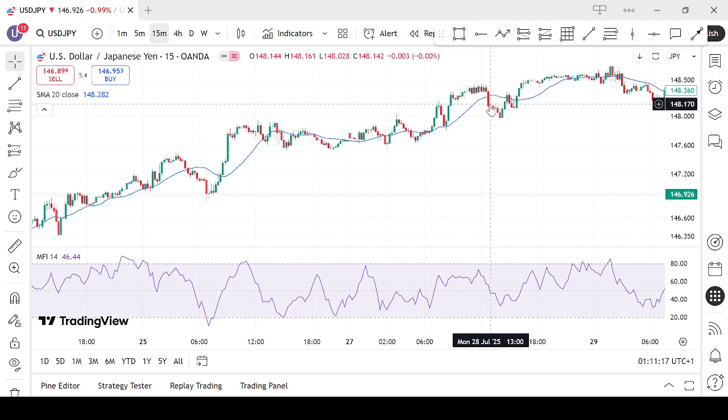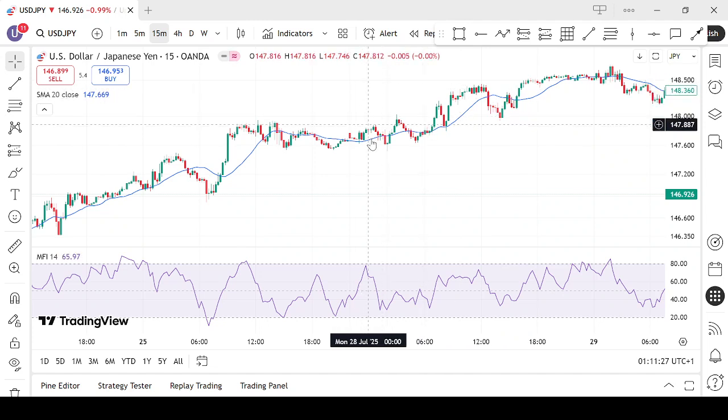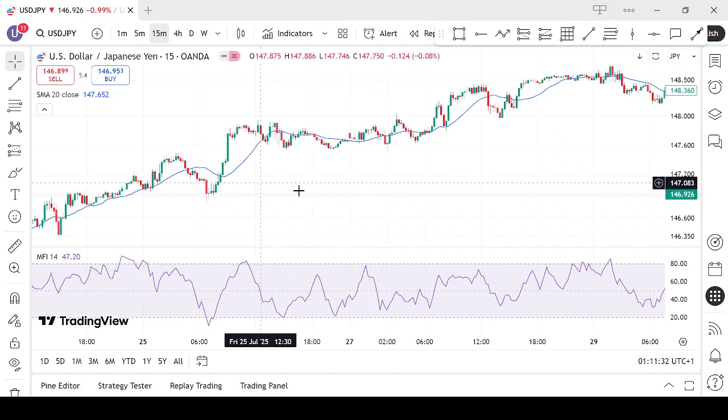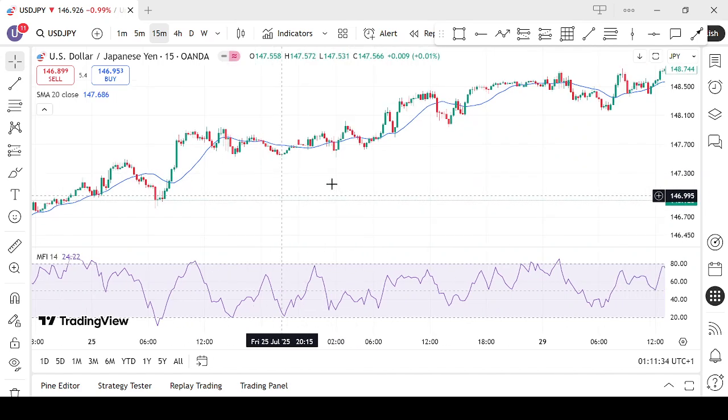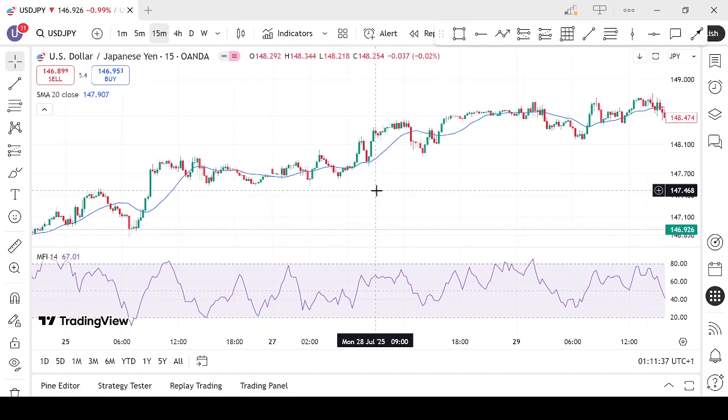For day trading, it is essential to focus on intraday divergence, where price and MFI move in opposite directions within a short time frame. This can signal a rapid change in market sentiment, allowing you to capitalize on short-term trends.